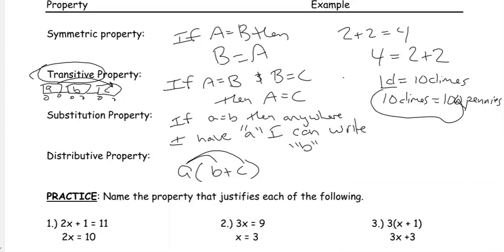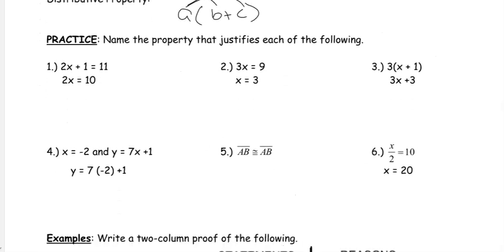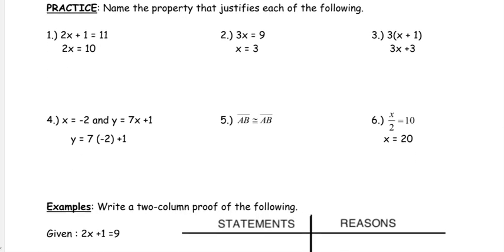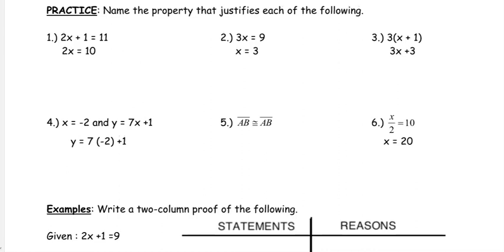Okay, so let's go ahead. Name the property that justifies each one of these things. How can I get from this step to that step? What did I do? Well, I subtracted 1 and I subtracted 1, so it must be the subtraction property of equality. You cannot just say subtraction. That just means you've subtracted. This means you're doing it on both sides. That's why we have to have of equality.